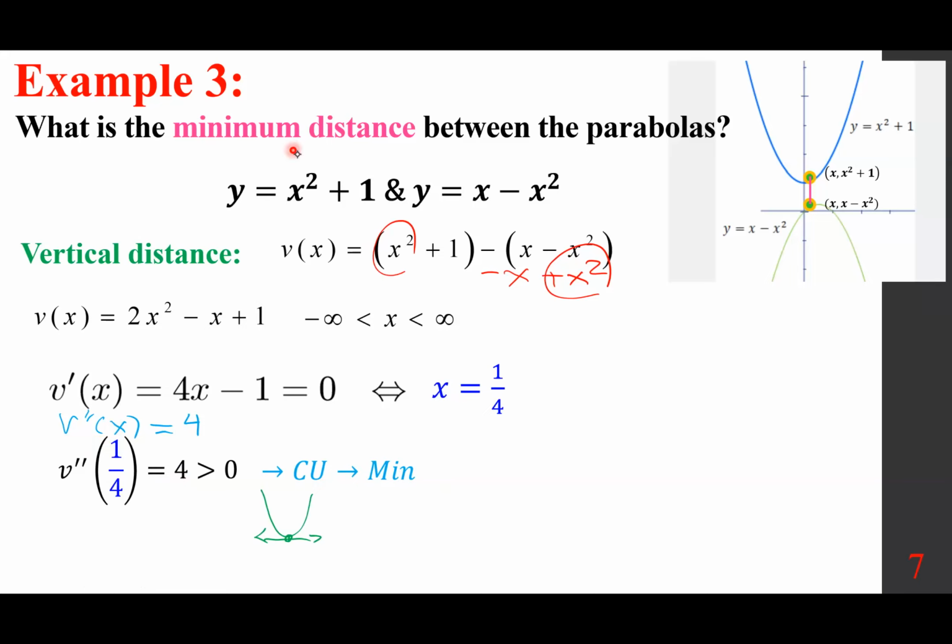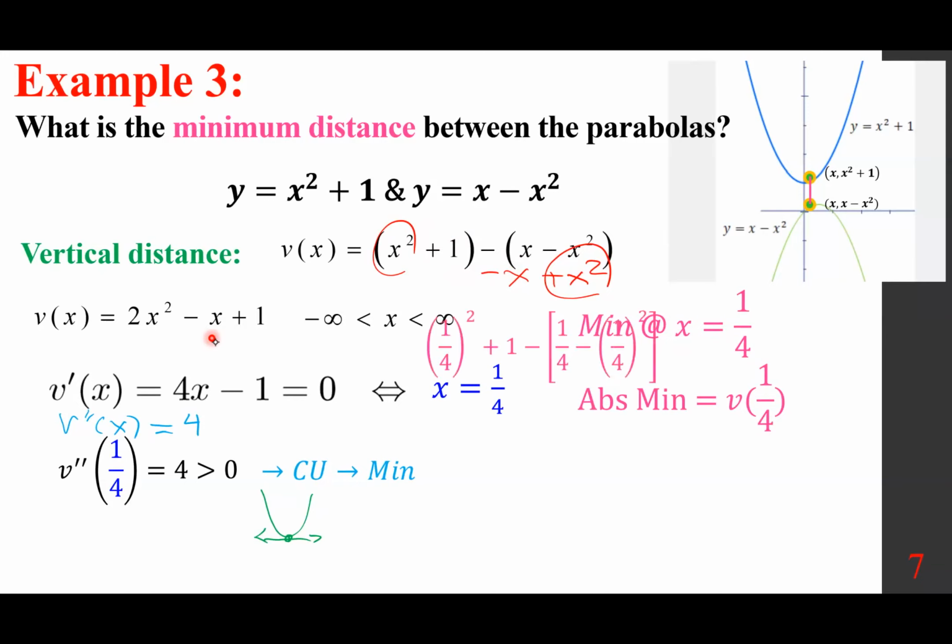Now, what is that minimum distance? Put it into this. So let's plug in 1/4 here. Minimum at x equals 1/4. So the absolute minimum would be the v at 1/4. 1/4 squared plus 1 minus 1/4 minus 1/4 squared. Or just put it into this formula. Either this one or the simplified version makes no difference, class.